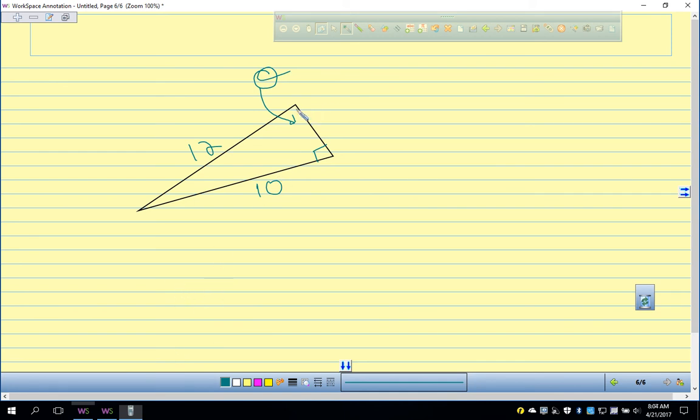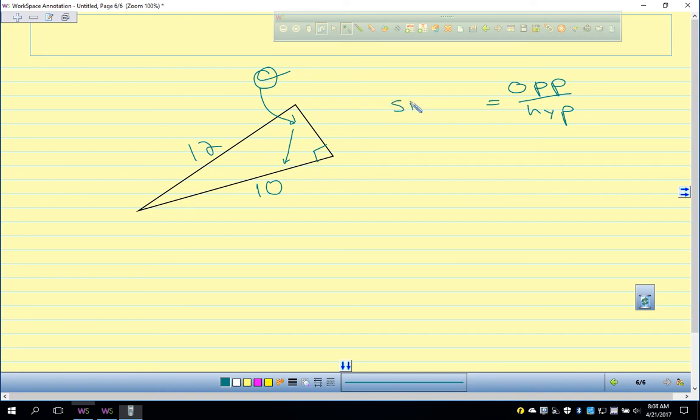What trig ratio am I going to use? What side, from angle theta, what side is this? That's the what side? Opposite, adjacent, or hypotenuse? Opposite. Okay? And this side is the hypotenuse. So I have an opposite side, and I have a hypotenuse. Which trig function uses opposite and hypotenuse? Sine. Yes, that's right.